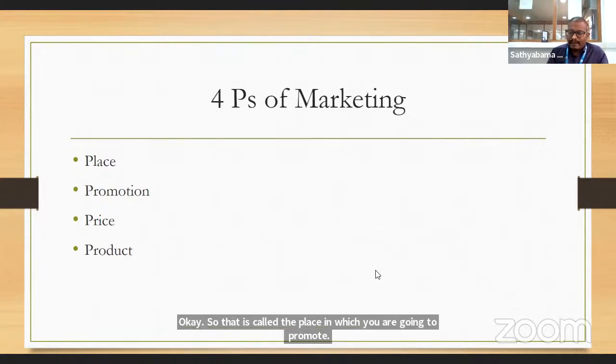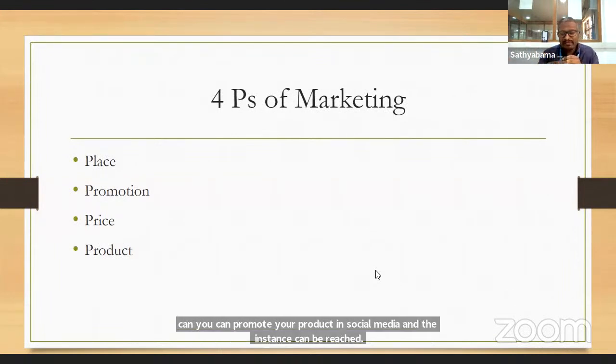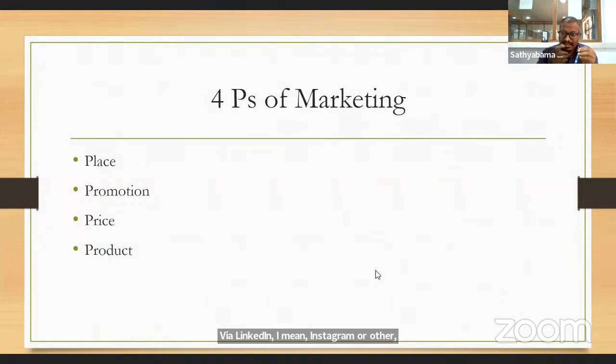Next is promotion. What is the media that you're going to use to promote? If you're going to target housewives, they would be mainly watching TV. In between serials, you can promote your brand or your product on TV. But if you are going to concentrate on youngsters, you have to think in a different way about how to reach them. They are mainly focused on social media. You can promote your product on social media, and youngsters can be reached via LinkedIn, Instagram, or other channels.